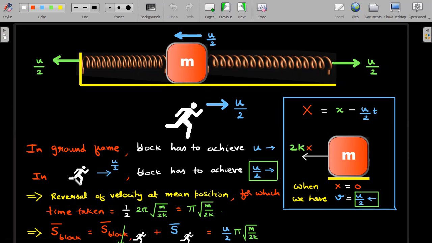Now the same information in the frame moving towards right with u by 2, the block has to achieve only u by 2 towards right, right? U by 2 towards right. So my job is to find an instant where the block, which is actually initially moving with u by 2 backward, is going to move u by 2 forward.